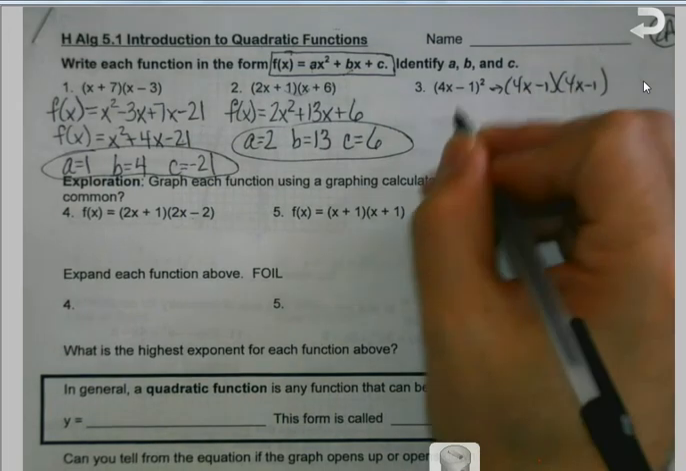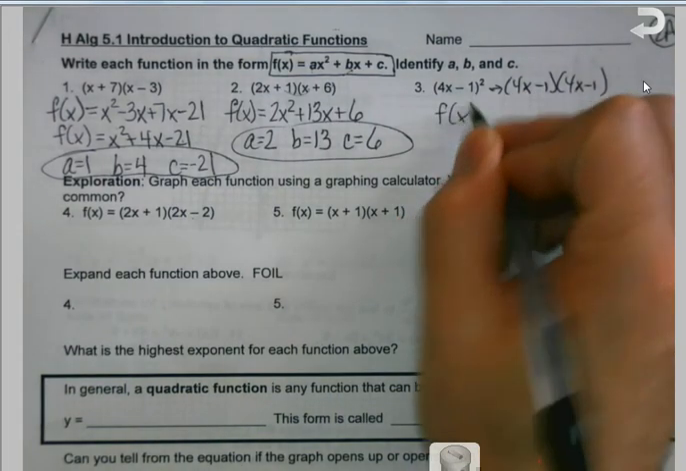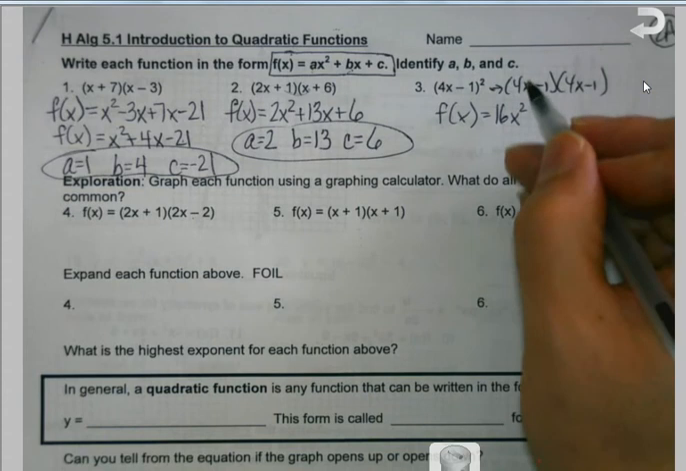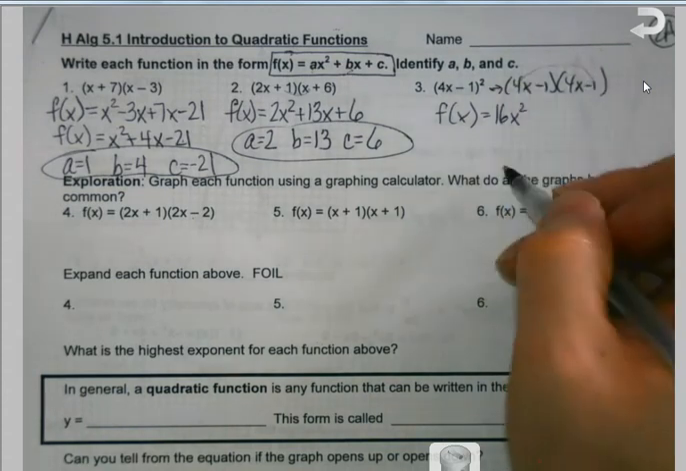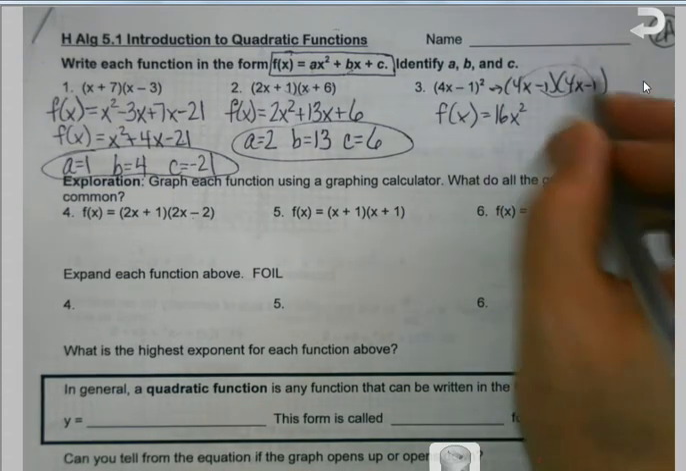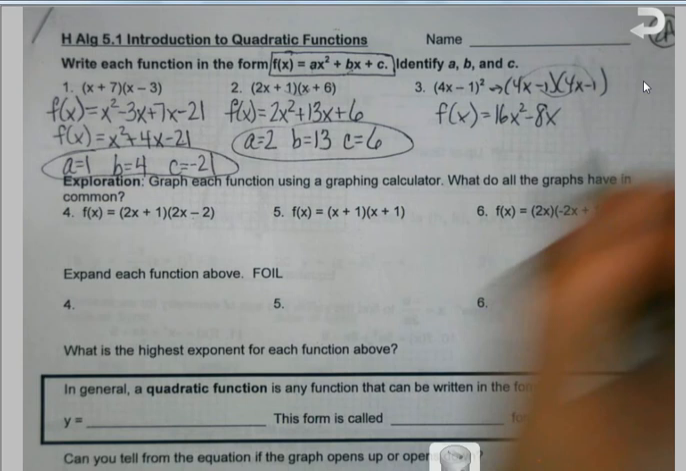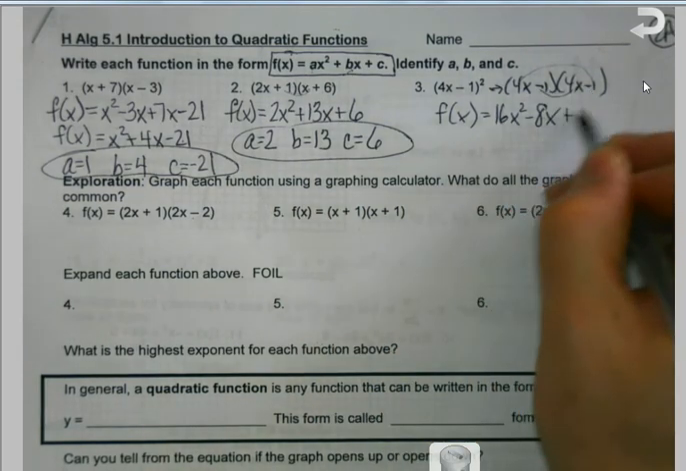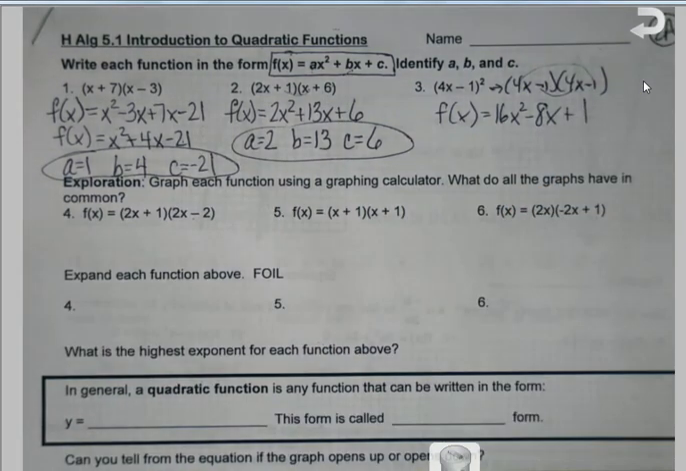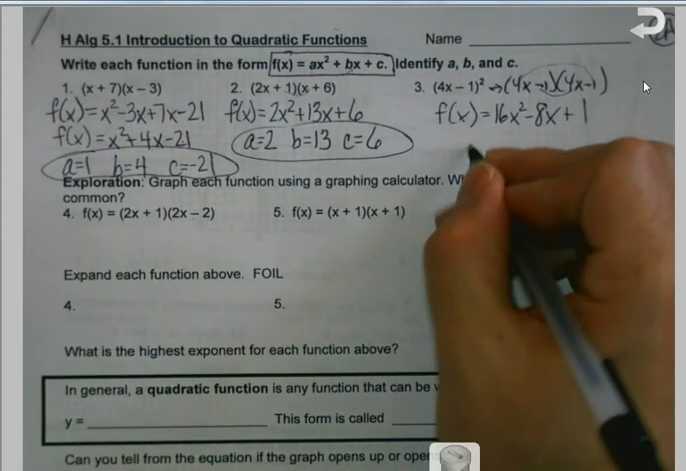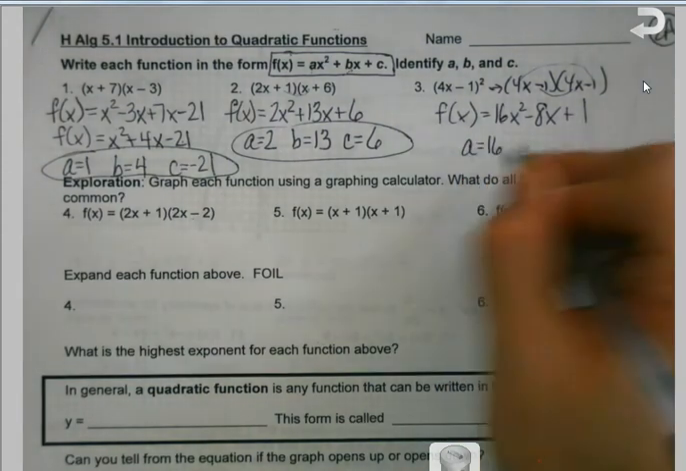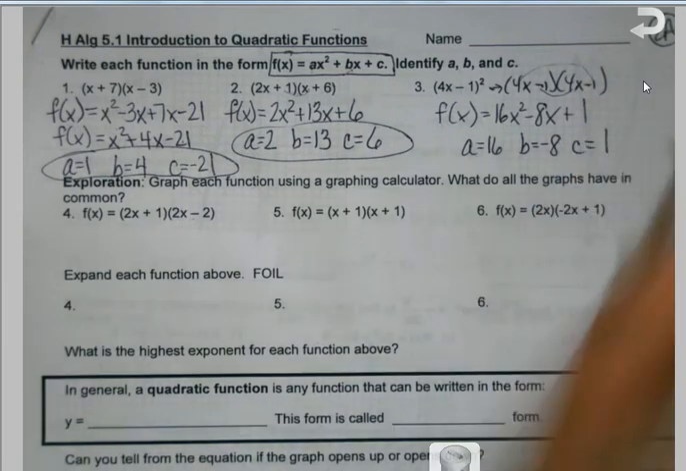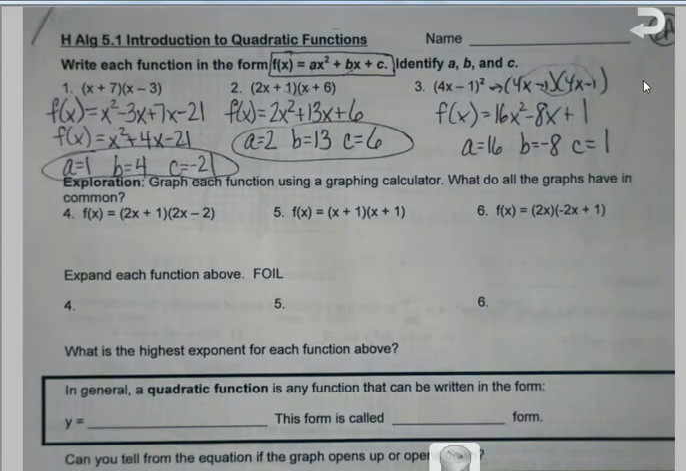Because here, there's my 16x squared. I was expecting that. But remember, here I've got minus 4x and another minus 4x. So minus 8x, they do not cancel. And then negative times negative is positive. So there's my standard form. And I can get my a, b, and c values.